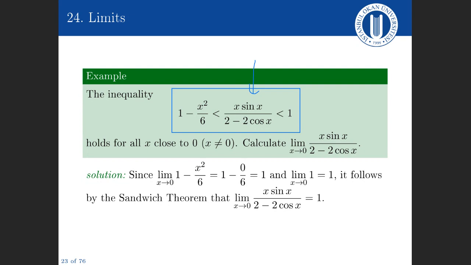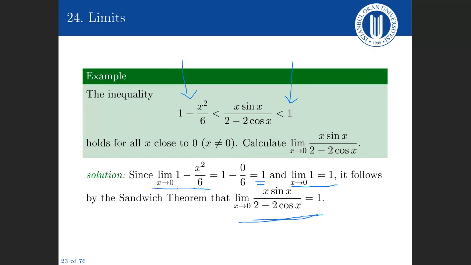To use the sandwich theorem, instead of looking at the function in the middle, we look at the functions on the sides. The limit of the function on the left, that's the smaller function, we calculate is 1. And the limit of the bigger function on the right is also equal to 1. The middle function is squashed between 1 and 1, sandwiched between 1 and 1. So the limit of the middle function must be the same. The limit of the middle function must also be equal to 1.